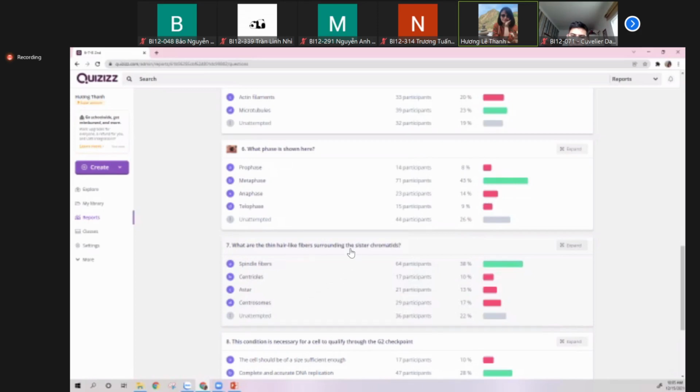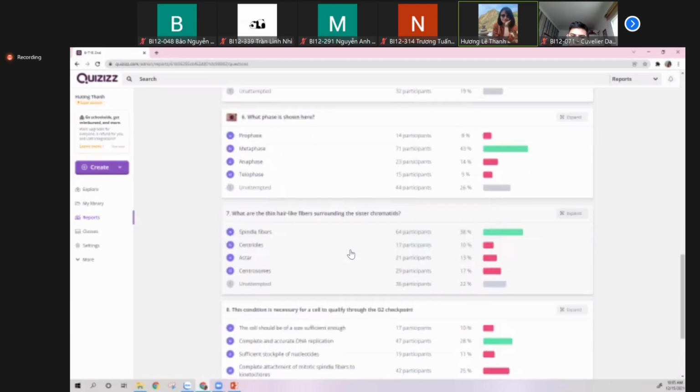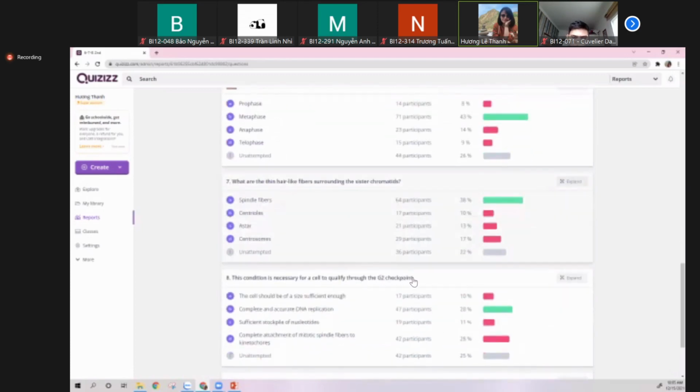This condition is necessary for a cell to qualify through the G2 checkpoint. With almost all of the questions relating to the checkpoint, remember the DNA. The job of the checkpoint is, in most cases, to ensure that our DNA is okay, that there is no damage on the DNA. So in these 4 answers, you may find that only answer B has the complete and accurate DNA replication, because the G2 is right after the S phase.